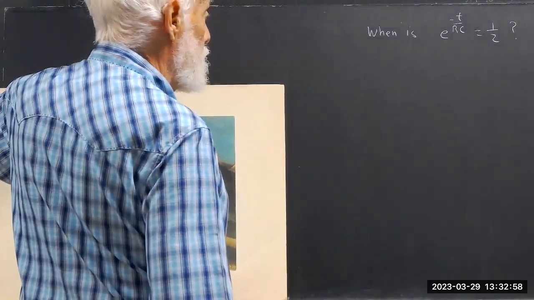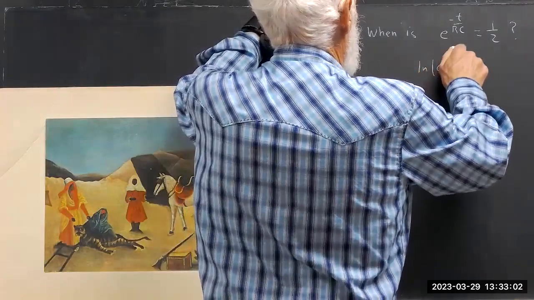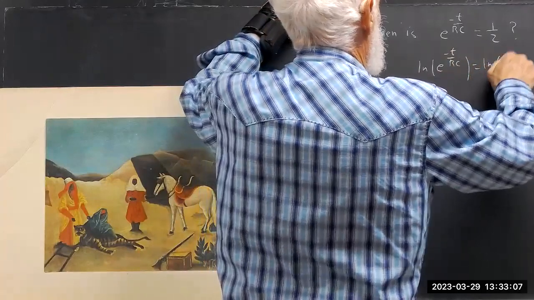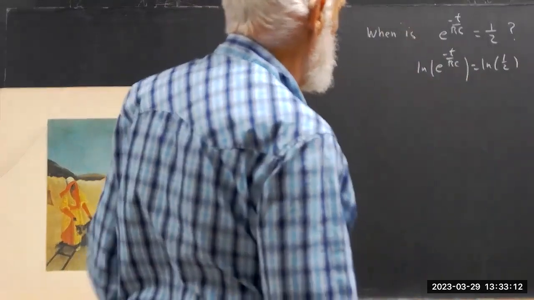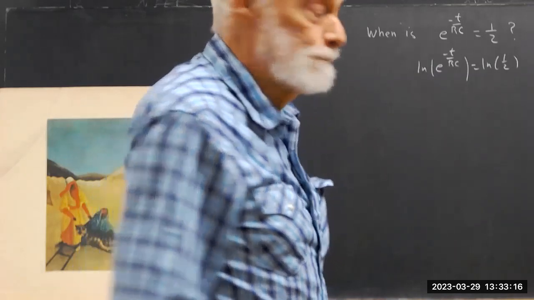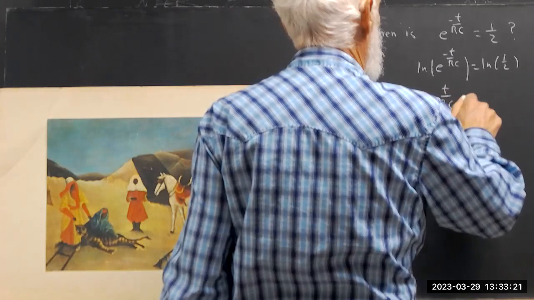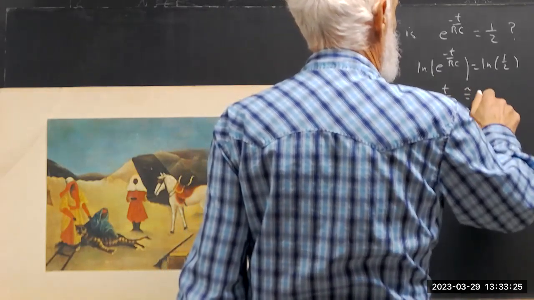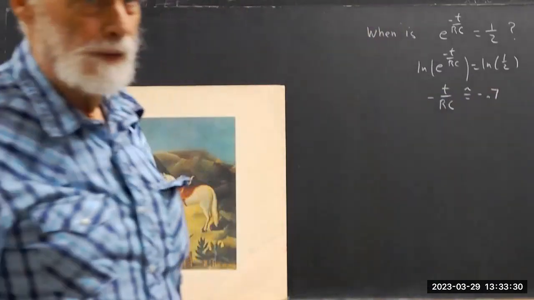Where does e to the negative t over RC equal 1/2? Well, we solved it. We took the natural log of e to the negative t over RC, and the natural log of 1/2. The natural log is the inverse function to the exponential function, so this is just negative t over RC. And the natural log of 1/2 is approximately negative 0.7, 0.69 something, I think.